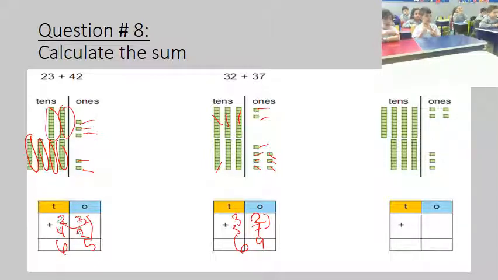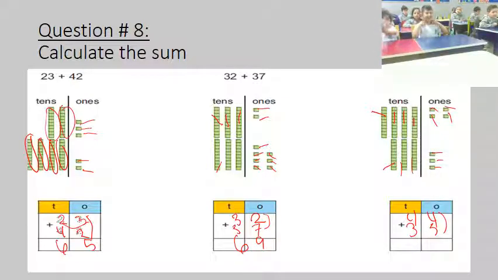How many tens do we have? One, 2, 3, 4. How many ones? Let's count. 1, 2, 3, 4. Okay. Under it, how many tens? 3. 3 tens. Good job. And how many ones? 3. Also 3. 4 plus 3.